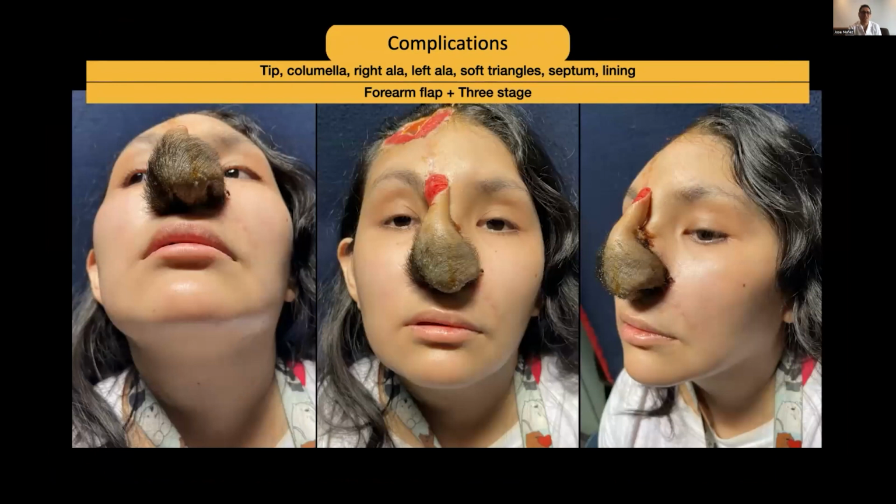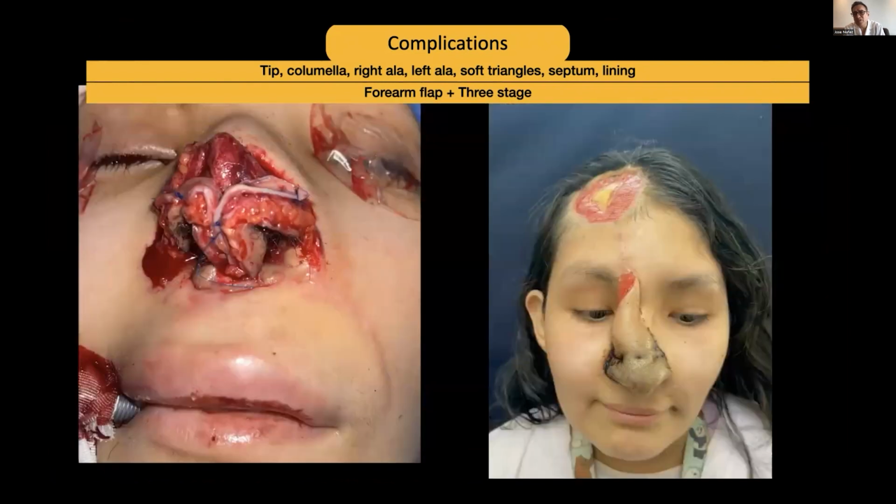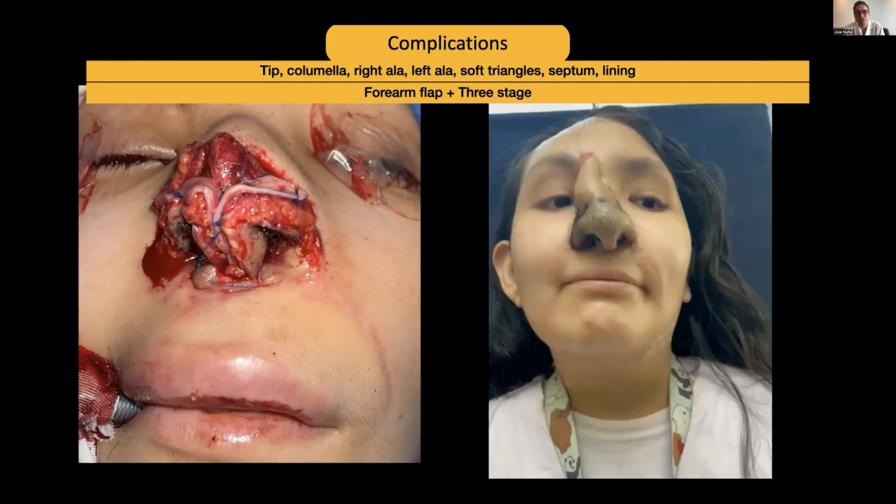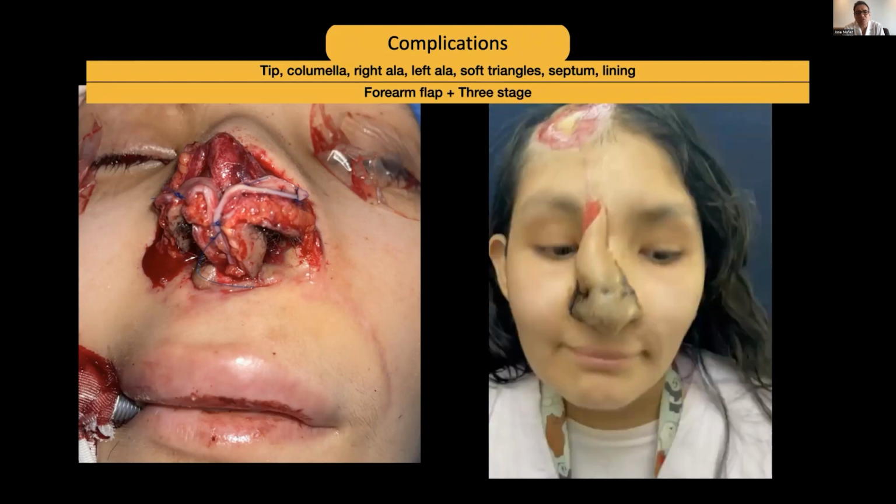In this case, why I present this case as a complication, because we need more than the skin. The skin we harvest is too much. It's going to take so long to close the defect in the first. In the construction.